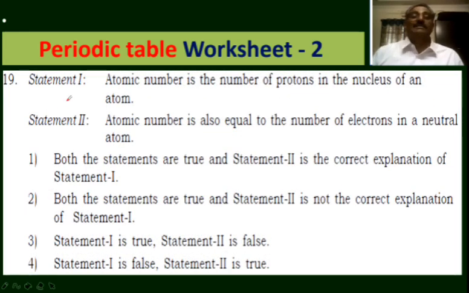The next question is also a statement type question. Atomic number is the number of protons in the nucleus of an atom. This is true. The second statement is, atomic number is also equal to the number of electrons in the neutral atom. This is also true, but this is not the correct explanation of the first statement. So the second option is the right option here also.